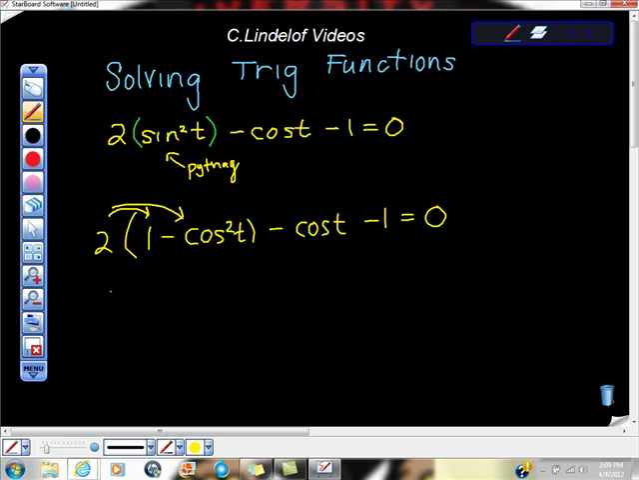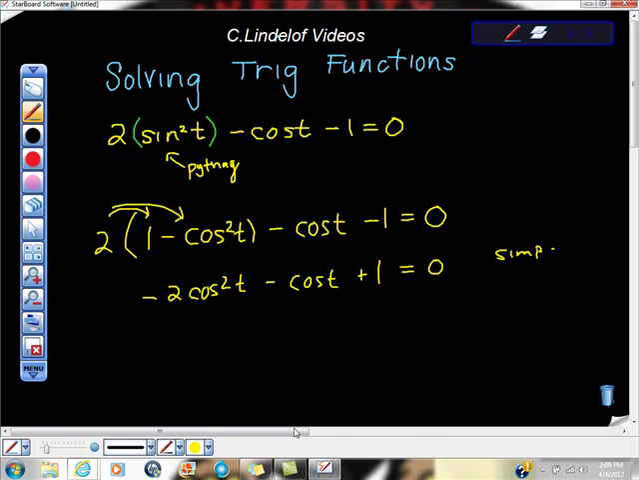Going to distribute here and here. Get 2 minus 2 cosine squared t minus cosine t minus 1 is equal to 0. Going to simplify a little bit here. 2 minus 1 is just positive 1, isn't it?